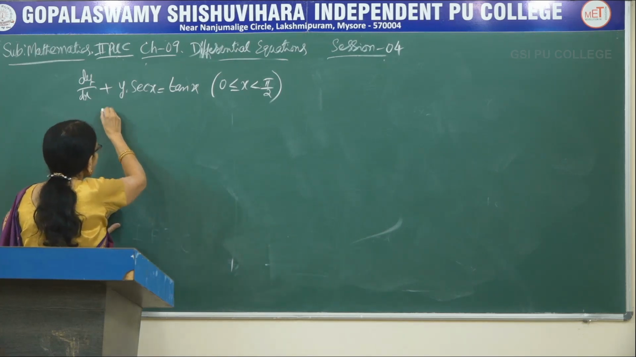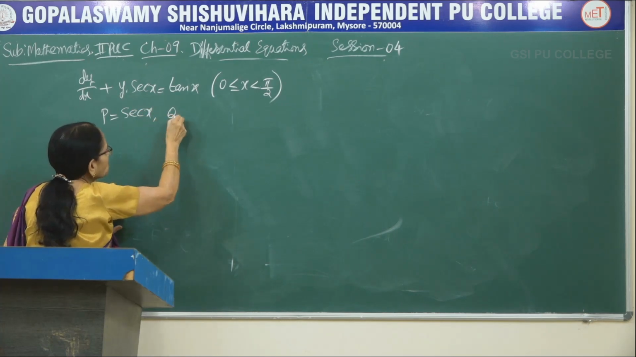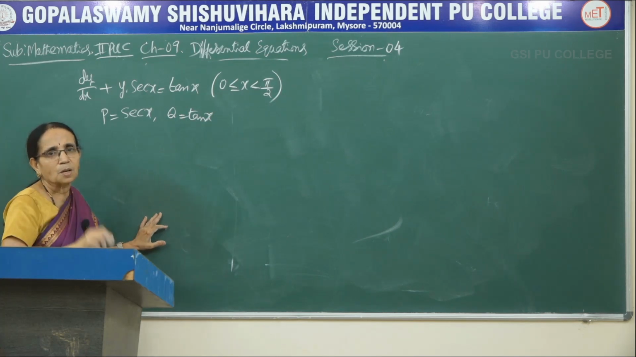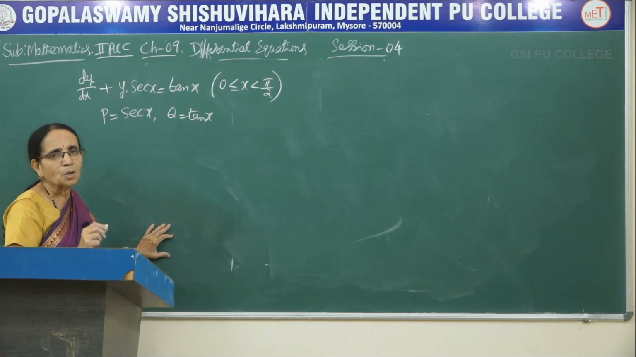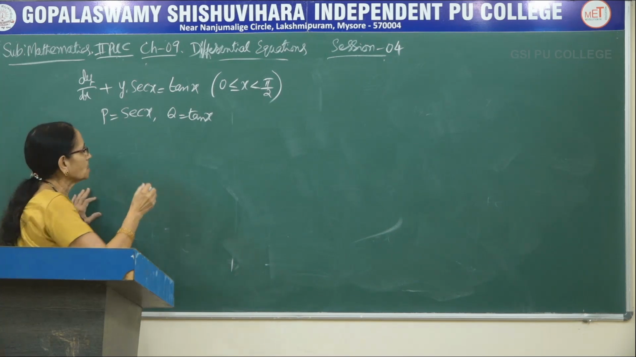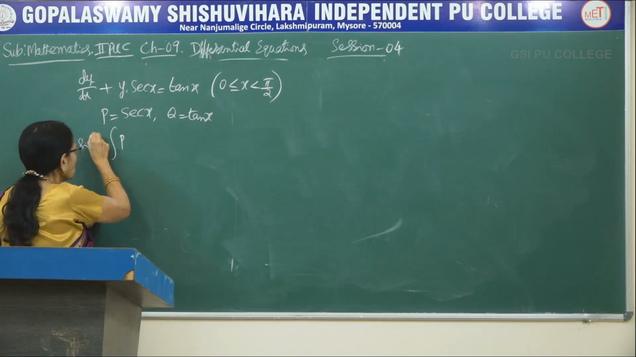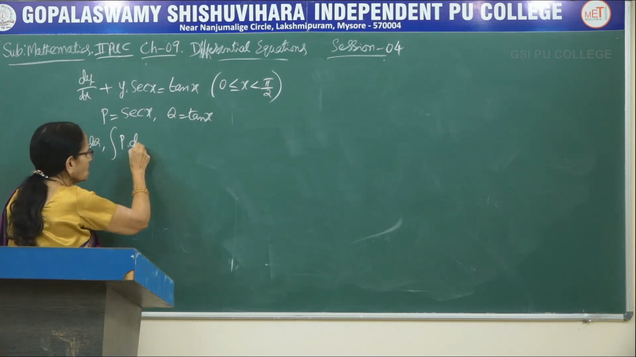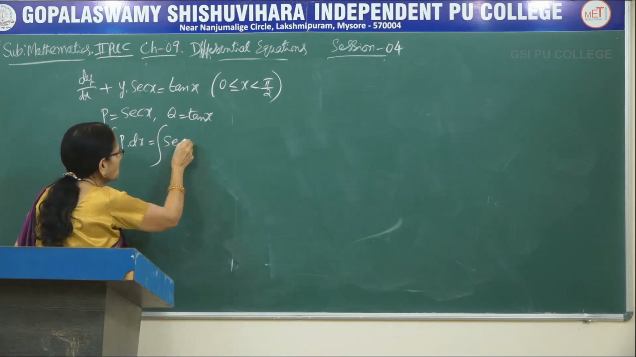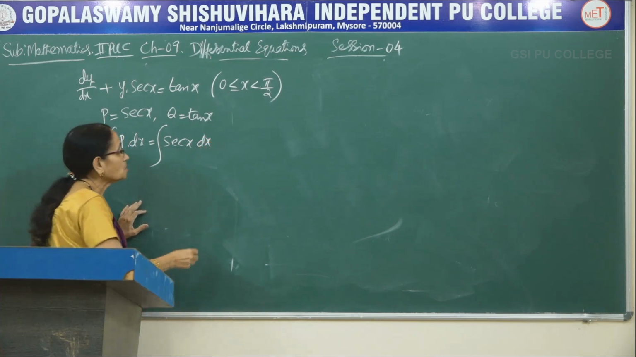Therefore, we can directly write the values of P and Q. P is secant x, Q is tan x. Here both of them are trigonometric functions. So when you do the integration, you have to remember the formulae or the standard integrals of the trigonometric functions. Now let us consider integral P dx. Integral P dx means integral secant x dx. What's the integral of secant x?